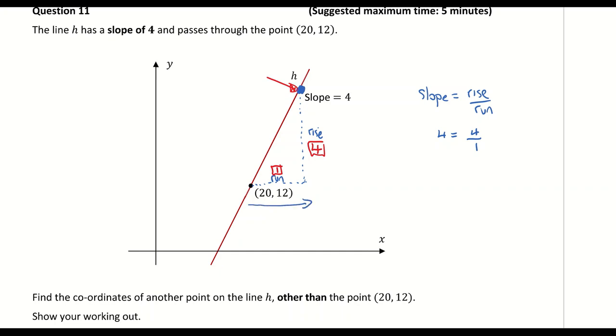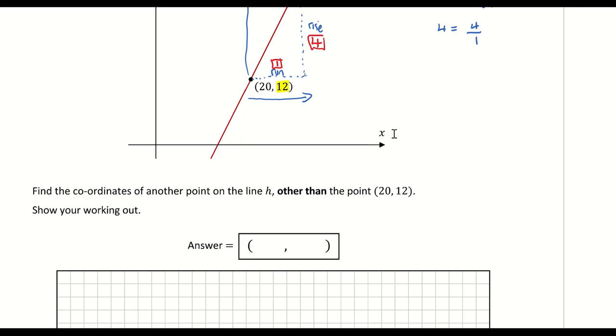So that would be over to 21 on the x. And I need to go up 4 units on my y-axis. Don't forget this is my y-axis. So in other words, I'm going up 4 from the 12 because the 12 is the y-coordinate. So if I go up 4 from 12, that would bring me to 16. So one possible value for a point on that line could be 21, 16.